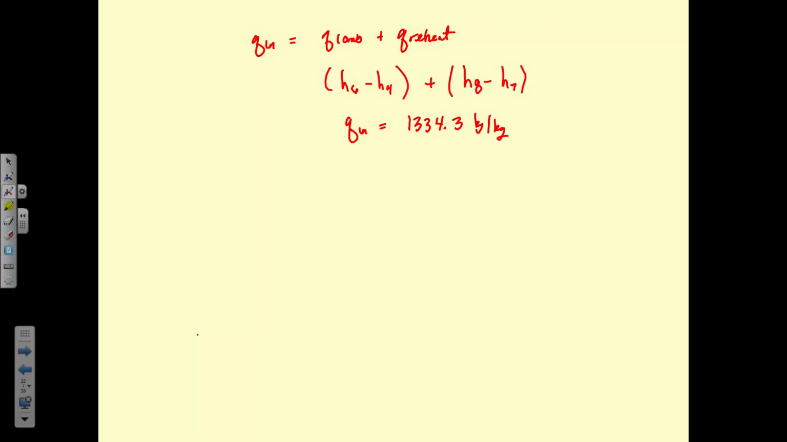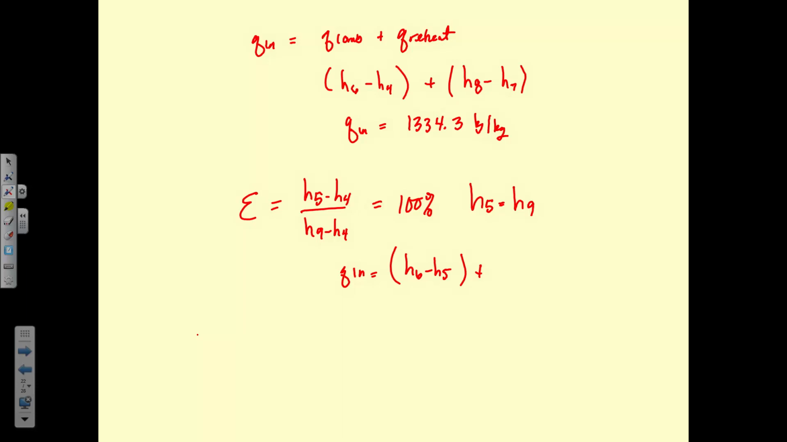Okay, so then let's look at it real quick with a regenerator. Here we're going to have an effectiveness equal to H5 minus H4 over H9 minus H4 is equal to 100%, which means that H5 is equal to H9. So Q in now is equal to H6 minus H5, which is also H9, plus H8 minus H7. We put in numbers for that, we get a Q in of 685.28 kilojoules per kilogram. So we've reduced the amount of heat we have to put into the combustion chamber.